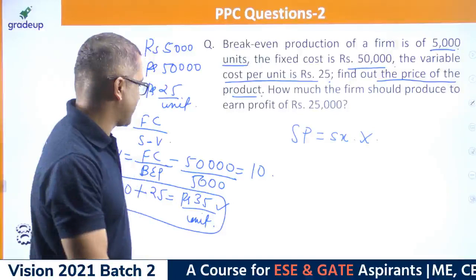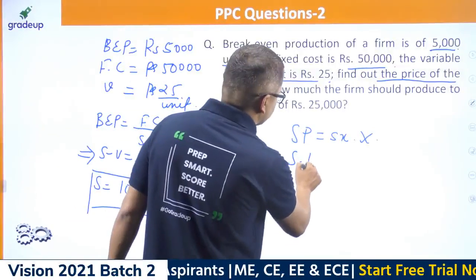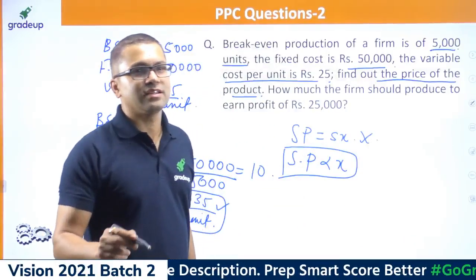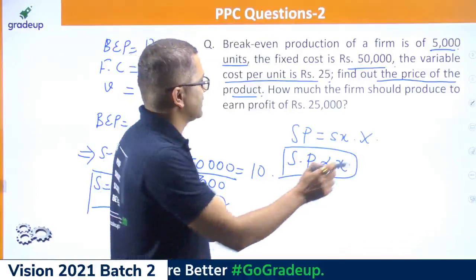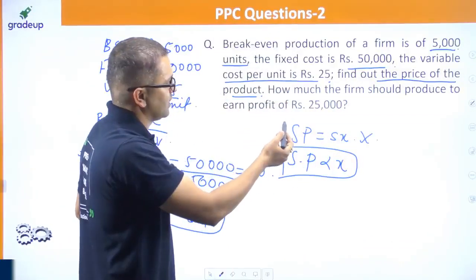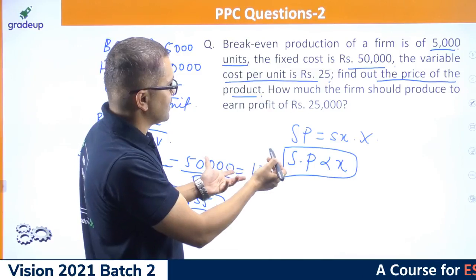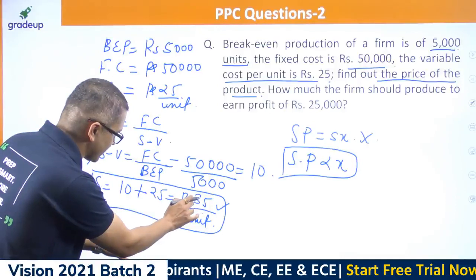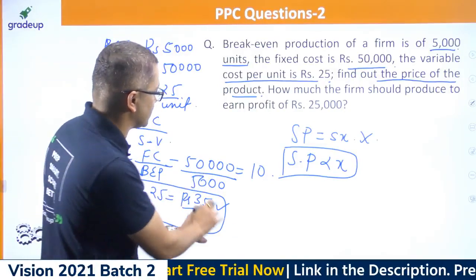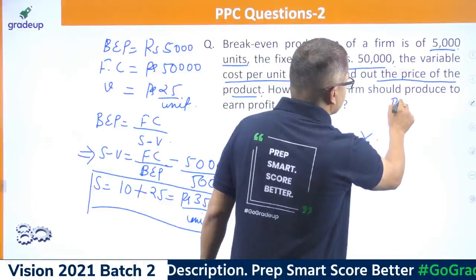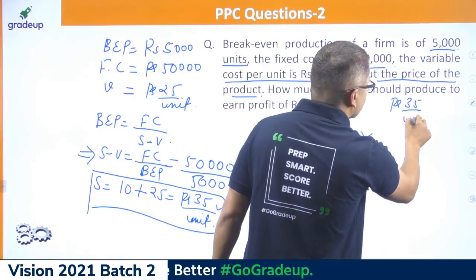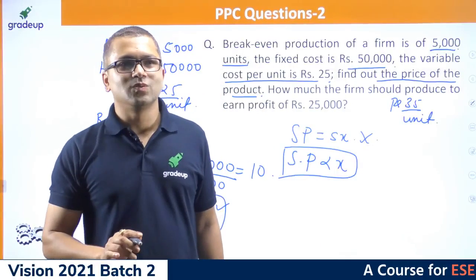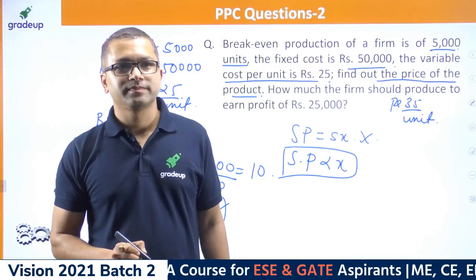Okay, so let me tell you. Obviously selling price is dependent on X, right? Selling price is a variable. And here it says find out the price of the product. So when it says price of the product, we just have one constant over here, that is small s, rupees 35 per unit. That's why the answer should be rupees 35 per unit. Could you understand this? Why 35 should be the answer?